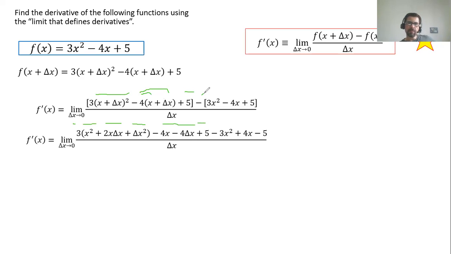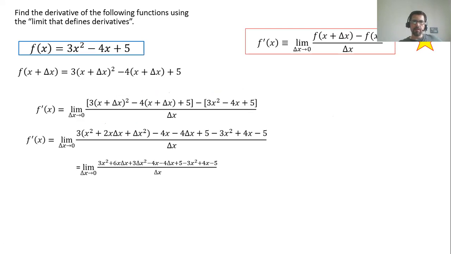After the negative sign, we have to multiply by negative, and we have minus 3x squared, plus 4x, minus 5. That is using algebra to rewrite our limit. The next step is multiplying 3 by the perfect square trinomial. 3 times x squared is 3x squared. 3 times 2x delta x is 6x delta x.